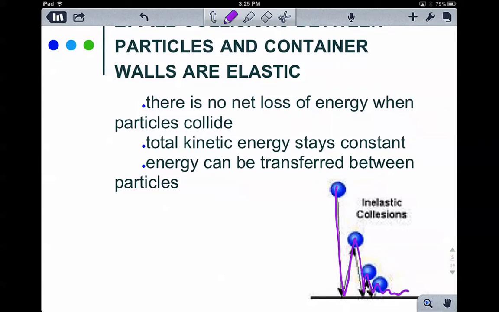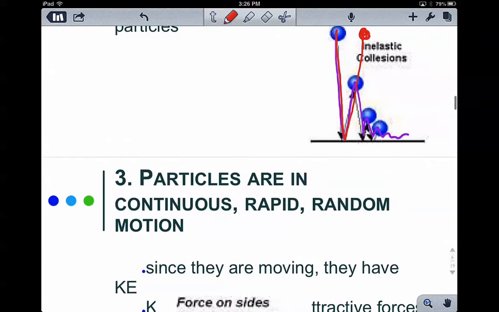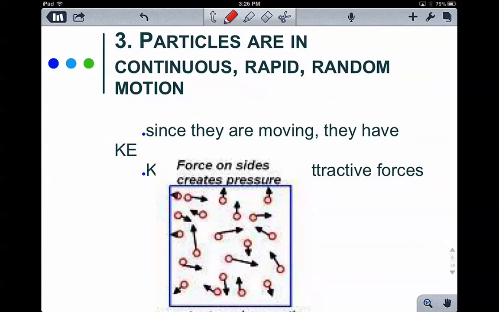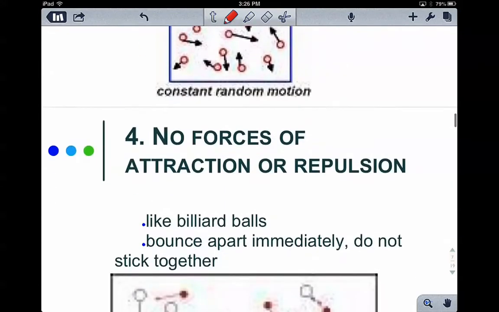Well, in a gas, the assumption is that when a gas particle hits an edge or another gas particle or something like that, it's going to bounce off with the same energy that it hit. Then we have that particles are always moving, and that's kind of all I can say about that one.